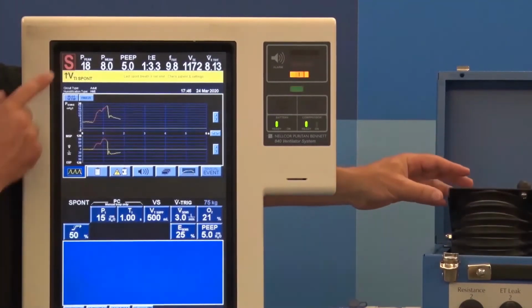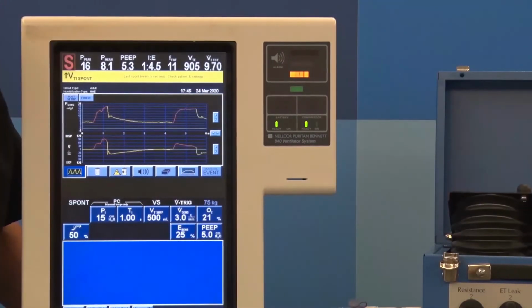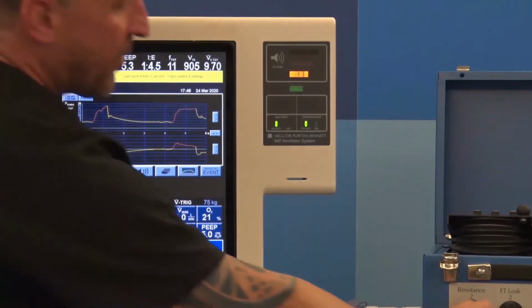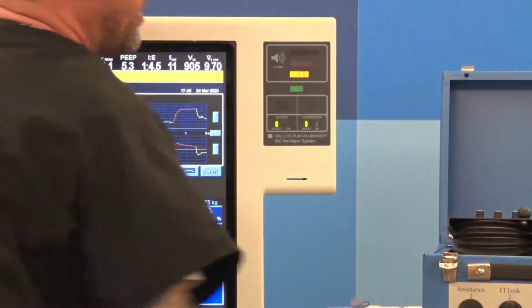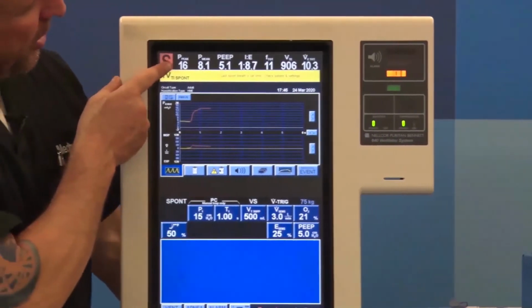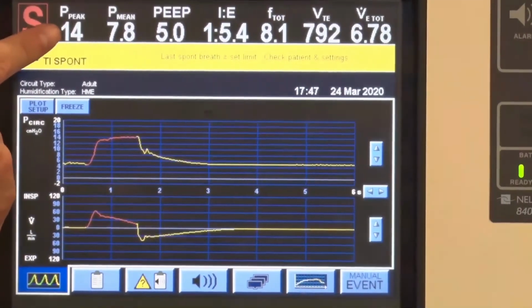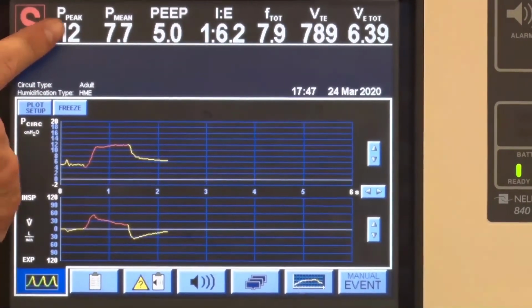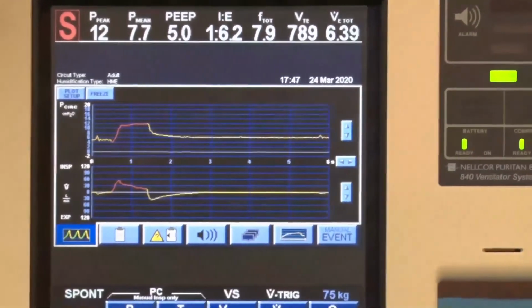So if I pull harder, the machine's going to push harder. If I pull very softly, the machine is going to push softly. If compliance and or resistance changes, right, so I just made the lungs a lot stiffer. 16 centimeters of water did not deliver. So the machine is going to use the least amount of pressure to target the tidal volume that you feel is appropriate for the patient.